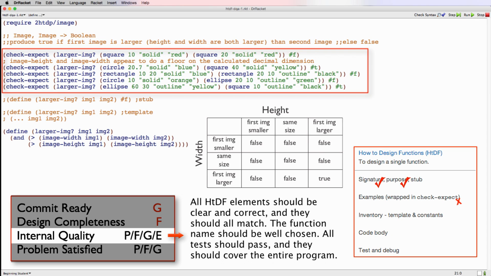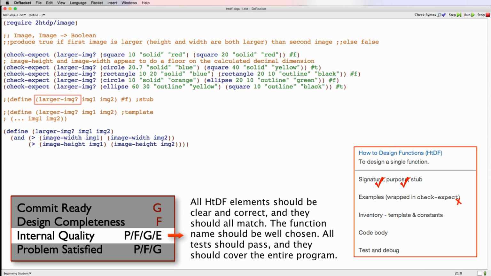Now putting that aside, let's go on. The function name is well chosen. It follows the naming convention in this language that functions that produce a Boolean end with a question mark. It separates words with a dash, which is the naming convention we use in this language.